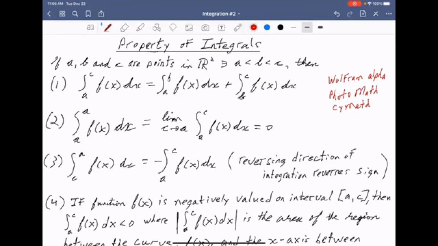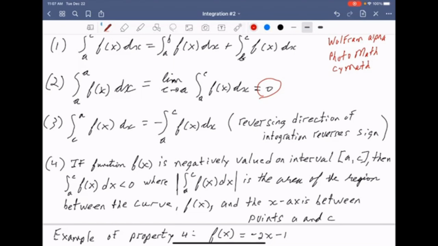If A, B, and C are points in two space such that A is less than B, which is less than C, then we have these properties. One, the integral from A to C of f of x dx is equal to the integral from A to B plus the integral from B to C. The second property is that the integral between 2 points A and A is effectively equal to 0.